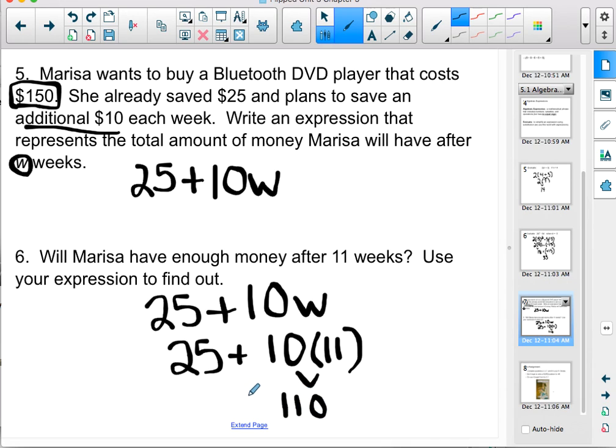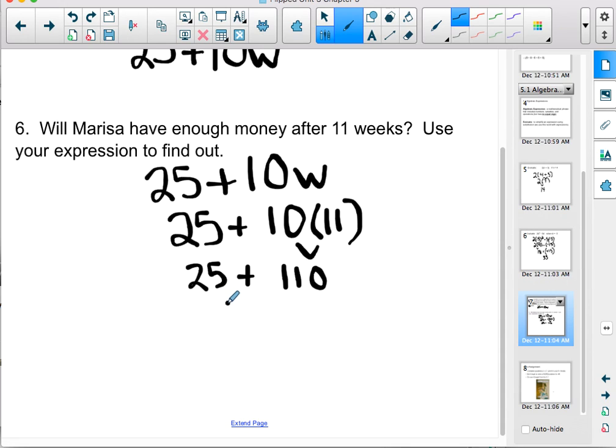110 plus 25 is going to be $135, which tells me that after 11 weeks, Marisa does not have enough money for the Bluetooth DVD player. She'll have to keep saving for a couple more weeks.